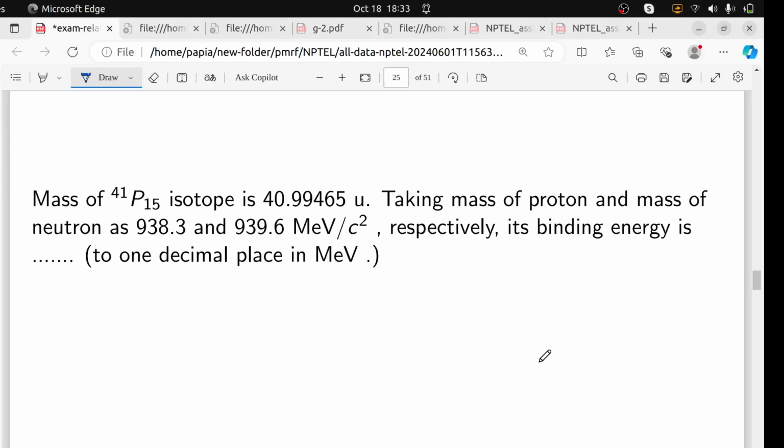Now coming to this question as well. Just remember these are very simple questions, but you should not make any mistake, because in most of the cases simple questions have a very large chance of mistakes. So don't make any mistake in your examination. Mass of P-41 isotope is this one, taking mass of proton and mass of neutron as this and this respectively. Its binding energy is this one. How much? To 1 decimal place in MeV they are asking.